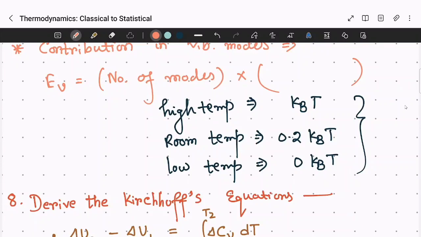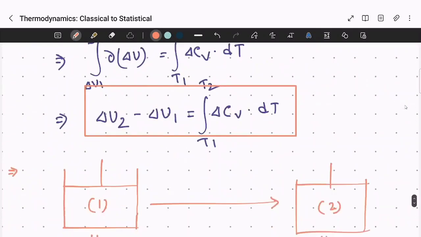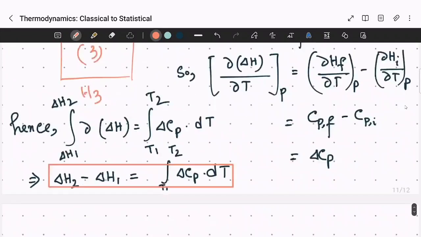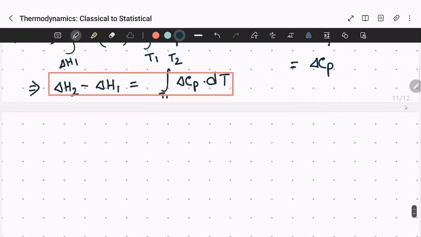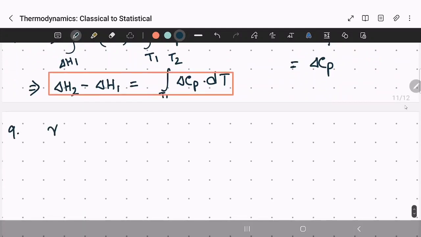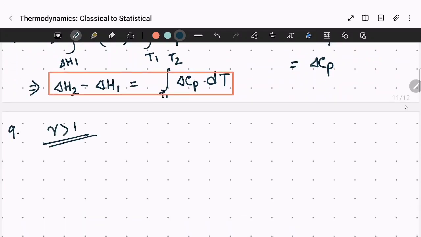Now for today, one question I leave for thinking. You can think about why gamma is always greater than 1. This we know, but let me say it: why is gamma always greater than 1? That means why Cp is always greater than Cv. This is for you to think about.